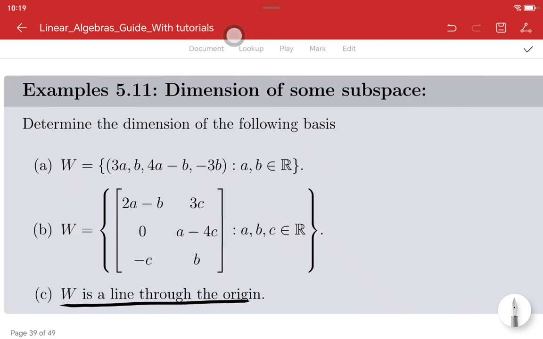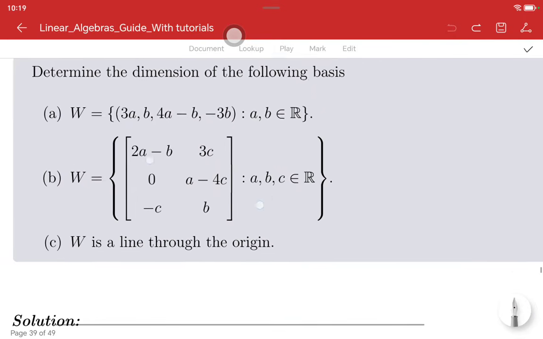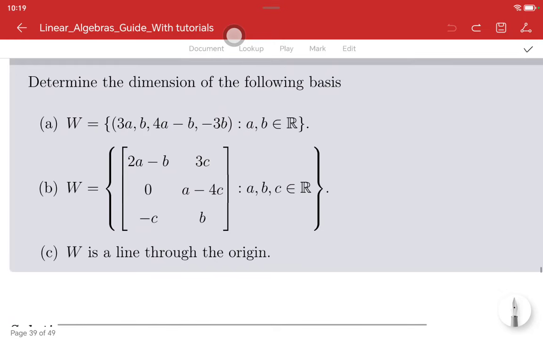Then this one, they say W is a line through the origin. What is the equation of a line through the origin? It can be y equals mx, because we don't know what the gradient is. We can just keep it as y equals mx. So let's look at the examples on how we compute this. The main aim here is to separate this into 2, because we have 2 unknown variables.